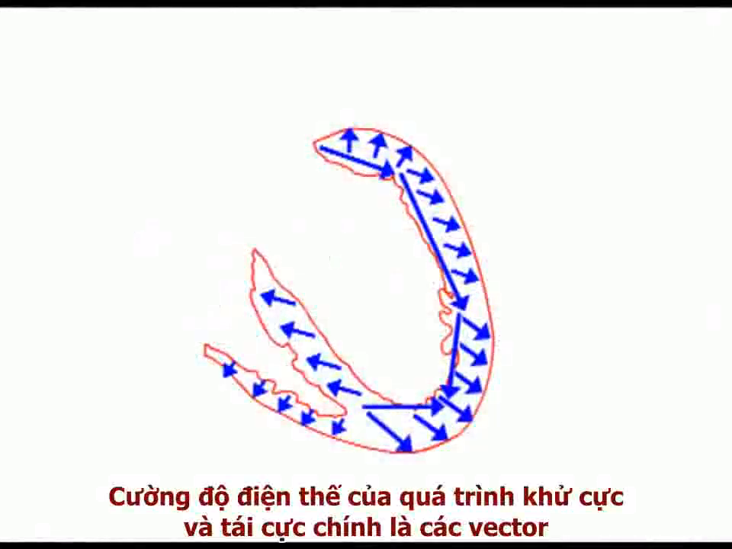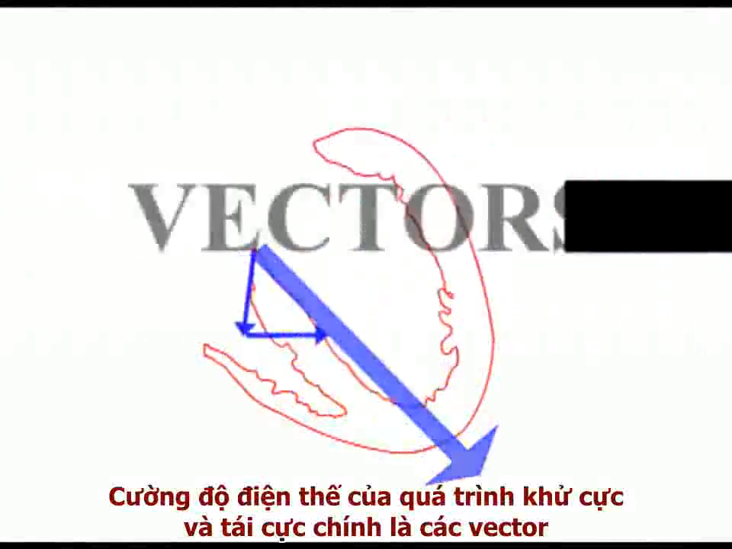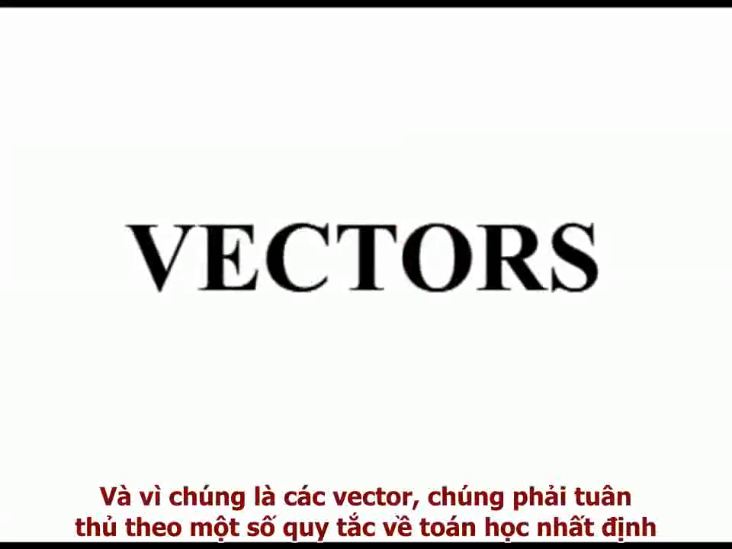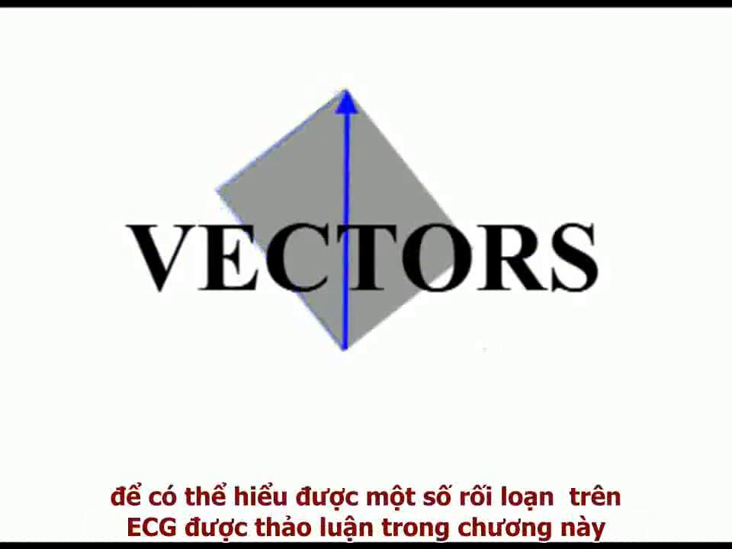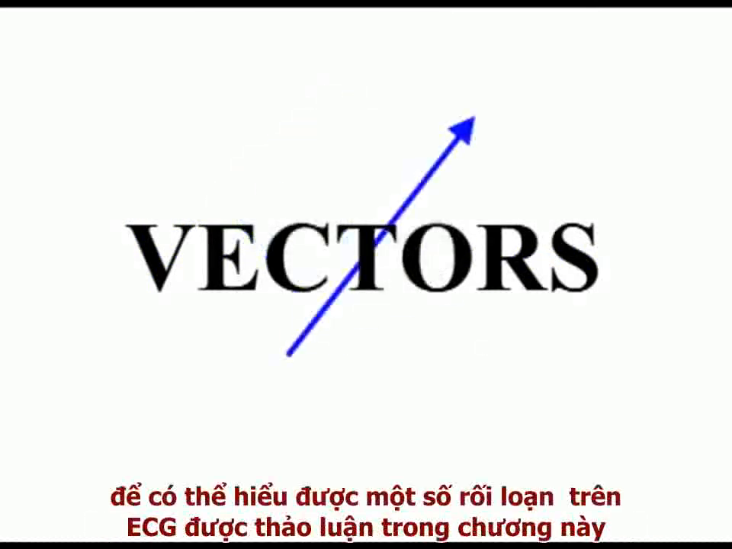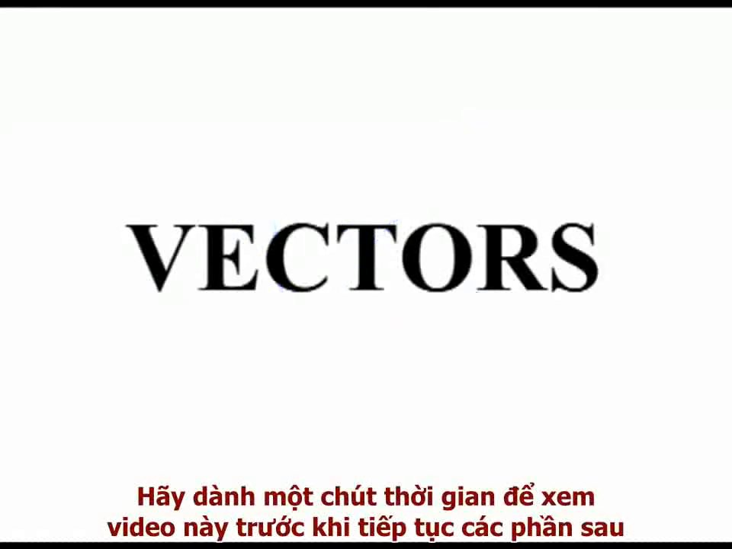The electrical forces of cardiac depolarization and repolarization are vectors. And as vectors, they obey certain mathematical principles. You need to have a basic knowledge of some of these principles in order to understand the ECG abnormalities discussed in this section. Just take a few minutes to watch this video before moving on.